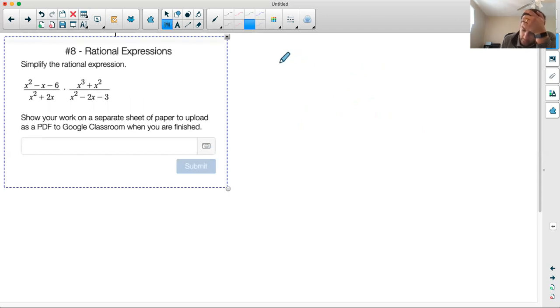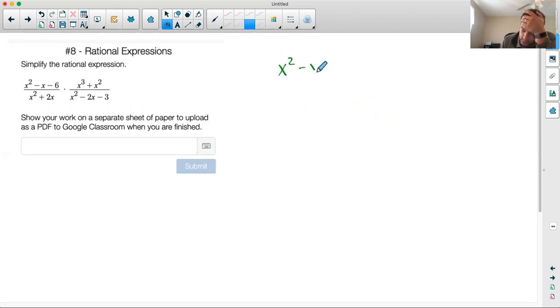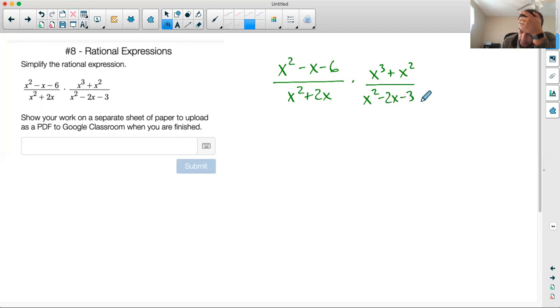Number 8 is looking for rational expressions. We have x squared minus x minus 6 over x squared plus 2x times x cubed plus x squared over x squared minus 2x minus 3. Our first step when we're trying to simplify a rational expression is to factor the top and the bottom, so more factoring practice. I said factoring was important a long time ago and still the case.